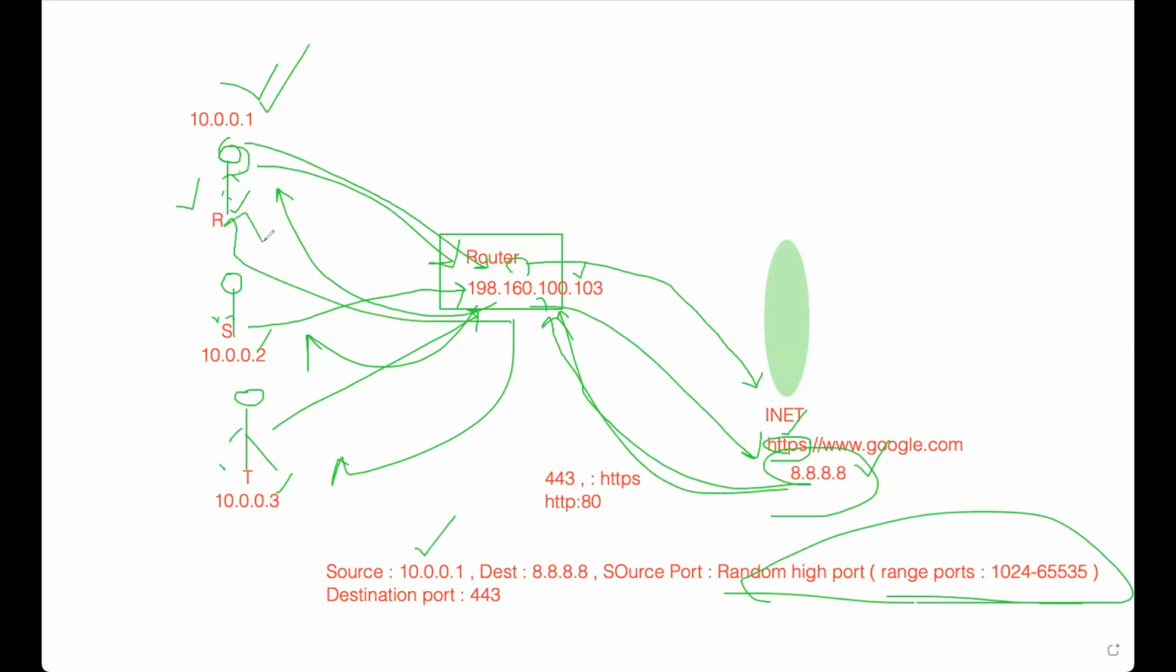So for any communication, this is a rule called the 5-tuple rule. The 5-tuple rule contains source IP, destination IP, source port, destination port, and protocol.